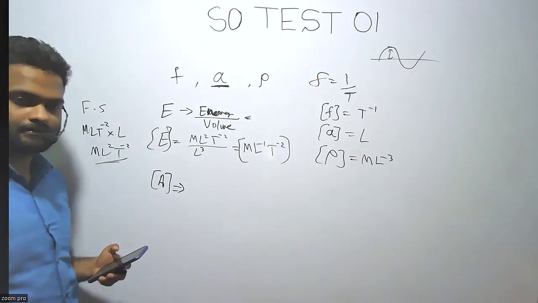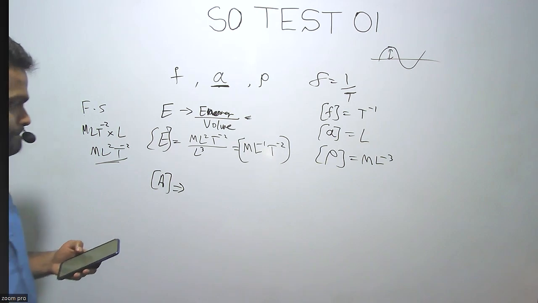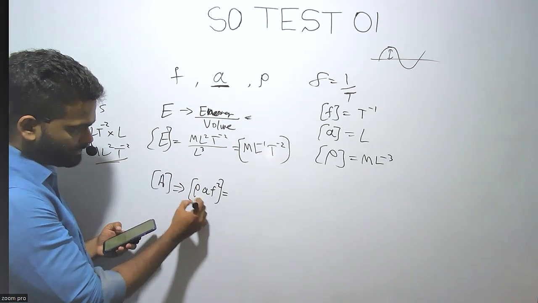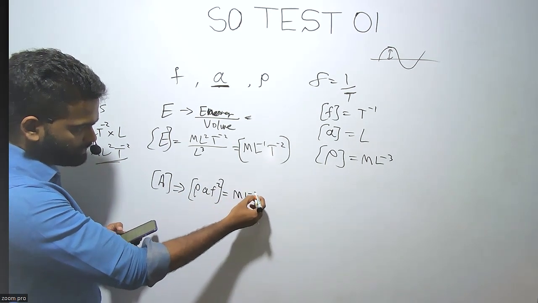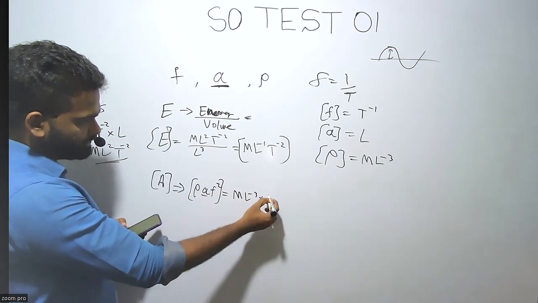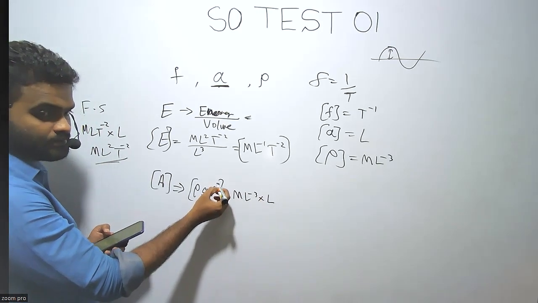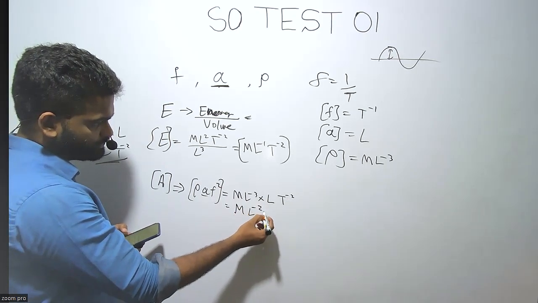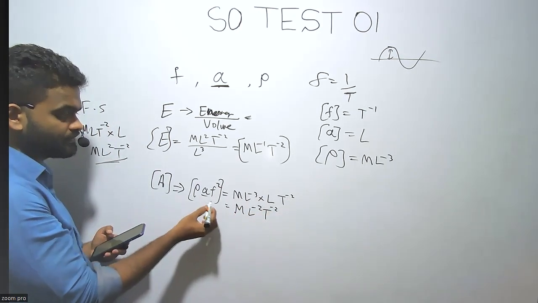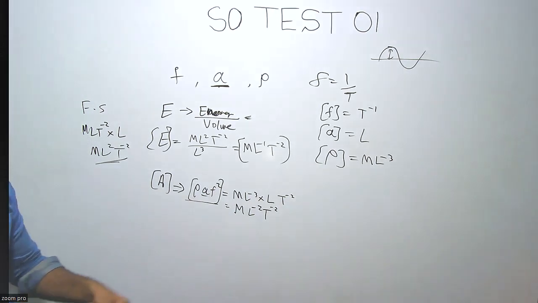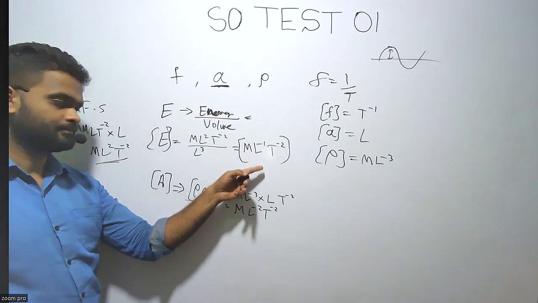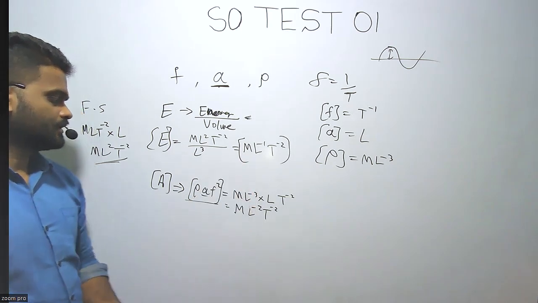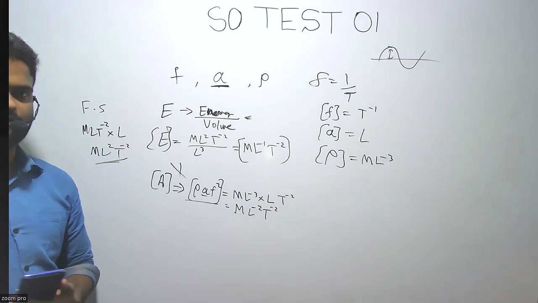Let's check A. A has rho A f squared, right? So dimensions of rho M L minus 3, amplitude L, frequency T minus 1 squared, T minus 2. So M L minus 2, T minus 2. This is the dimensions of this equation. Does it match with this one? No, right? So option A is not a correct equation.